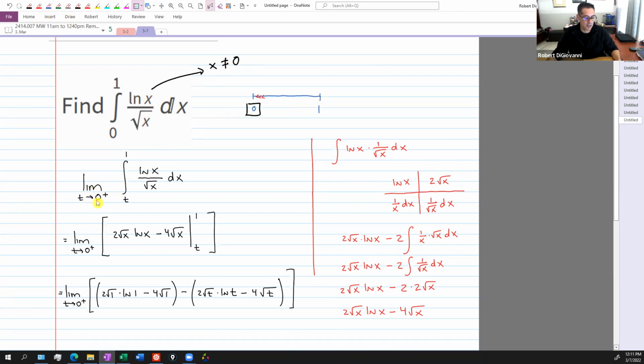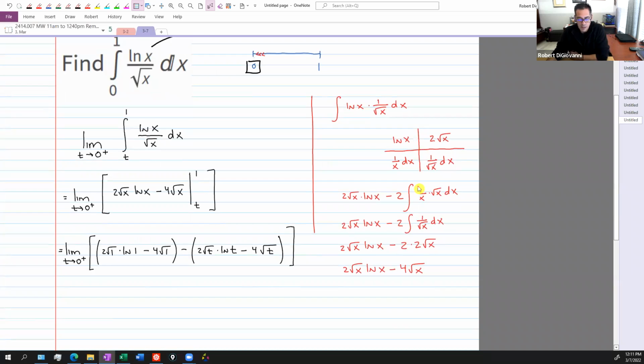So I take the limit as t goes to 0 from the right. I replace the 0 with t to 1. Here's the integrand. Then I have to go do my antiderivative. So I split this natural log over the square root of x up into the natural log of x times 1 over root x, and then I used integration by parts. Here's my integration by parts formula setup. Notice on my integration by parts, I stopped using u and dv. I just set up the table. That's just kind of faster.